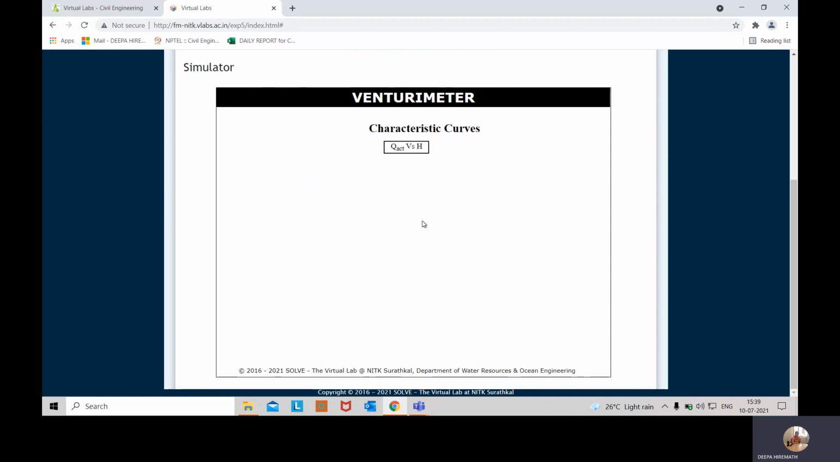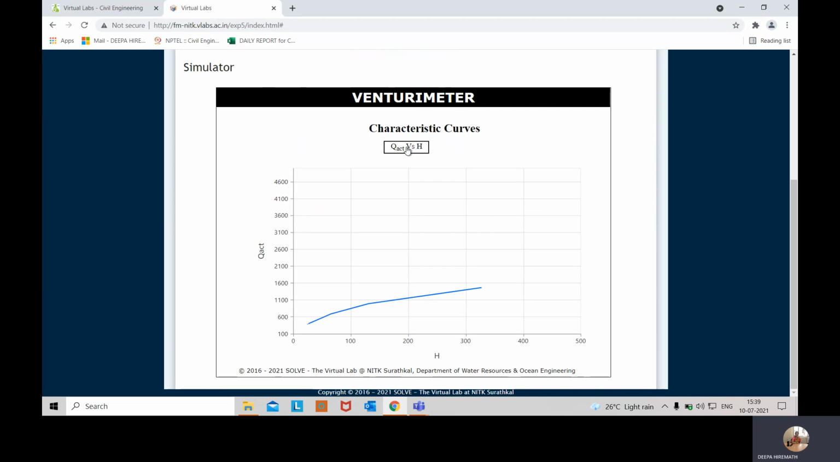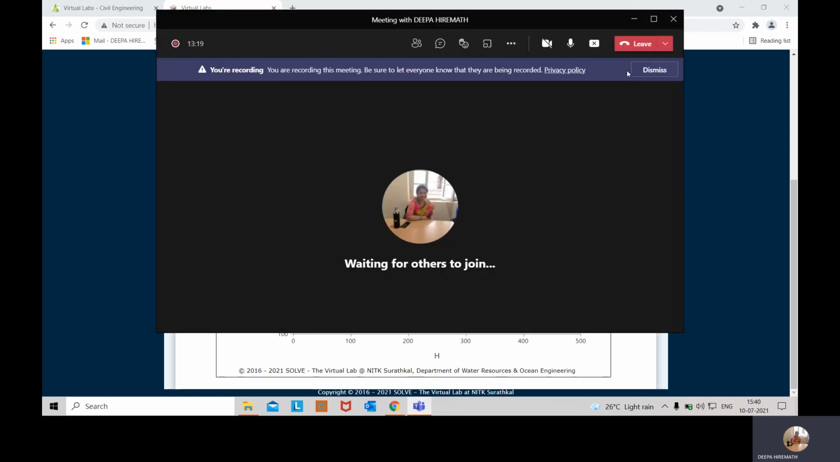So here ends the experiment with 4 trials, and next we are going to take the characteristic curves, that is Q actual versus H. This is the curve which we are getting here. After plotting the curve, Q actual and Q theoretical values are not found here. We are going to find the slope of the graph, and then calculate the coefficient of discharge. So here ends the experiment.